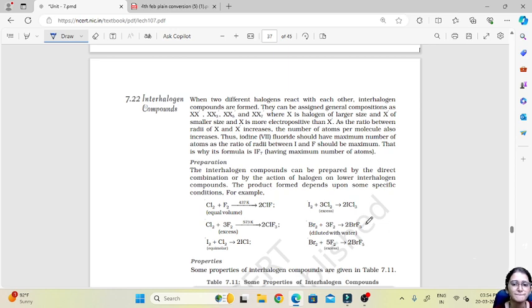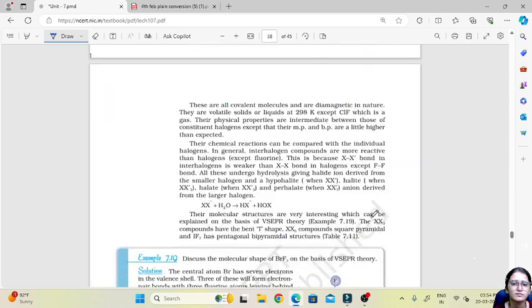Interhalogen compounds: the chemical reaction can be compared with the individual halogen. That means interhalogen compounds are more reactive than halogens. This question is asked. Now the reason is because interhalogen, that means XX', two different halogens, the bond in interhalogens is weaker than the bond between two same halogens in halogens, except for fluorine. This is the anomalous behavior. So all these undergo hydrolysis, giving halide ions derived from the smaller halogen and a hypohalite, halite and perhalate anion derived from the larger halogen.